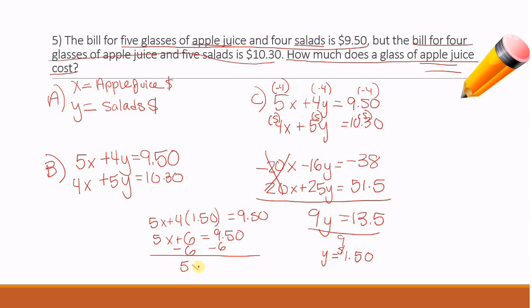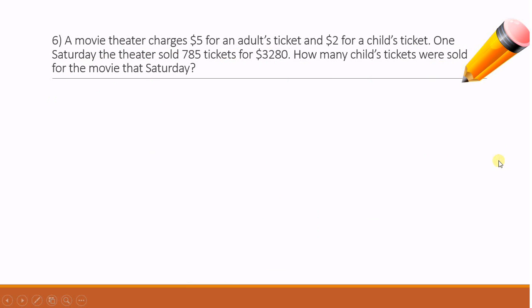We get 5x equals $3.50, just like that. Divide by 5, get my x alone. We should get $3.50 divided by 5. That should give you 70 cents. So to answer their question, apple juice costs 70 cents.